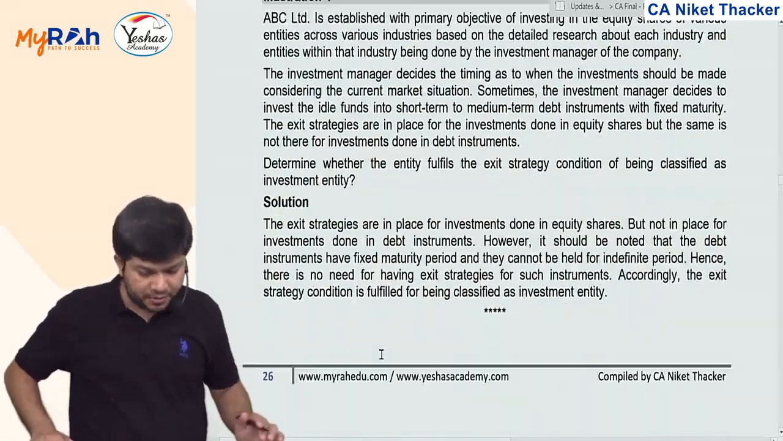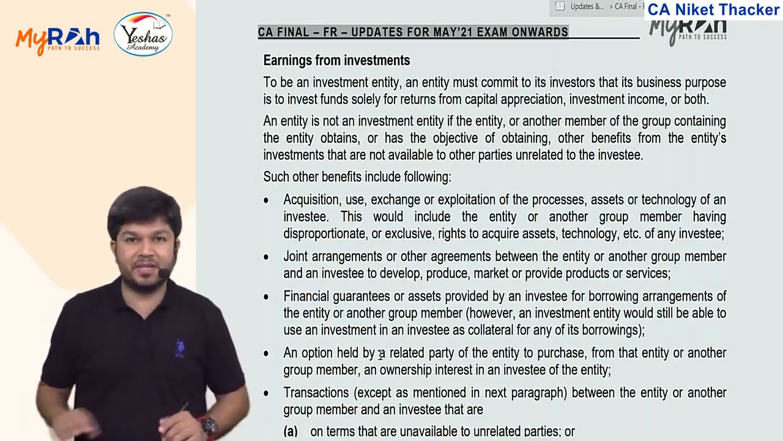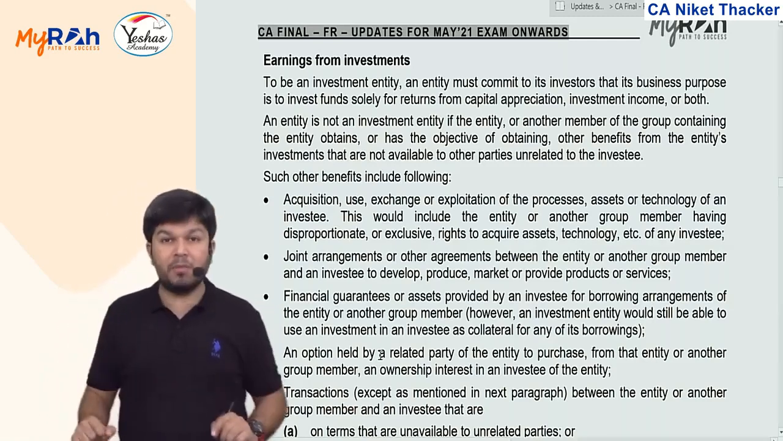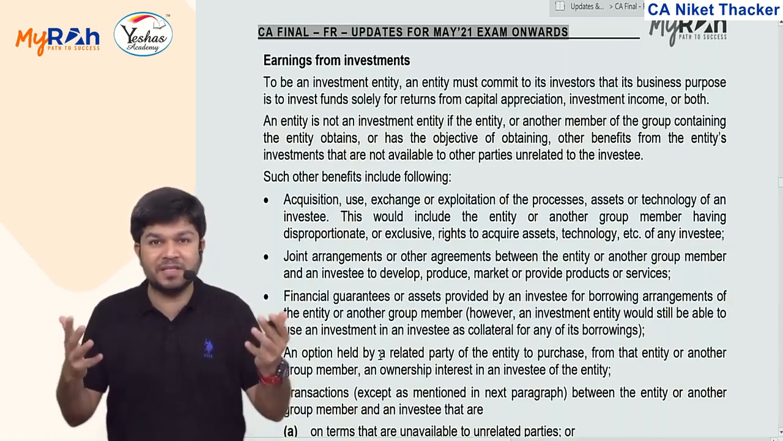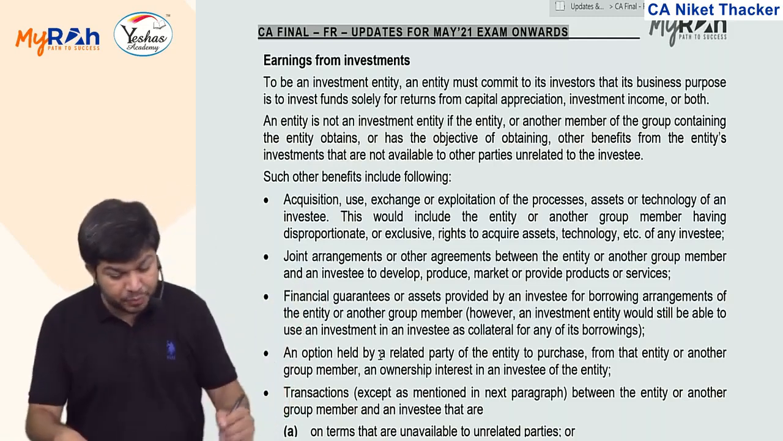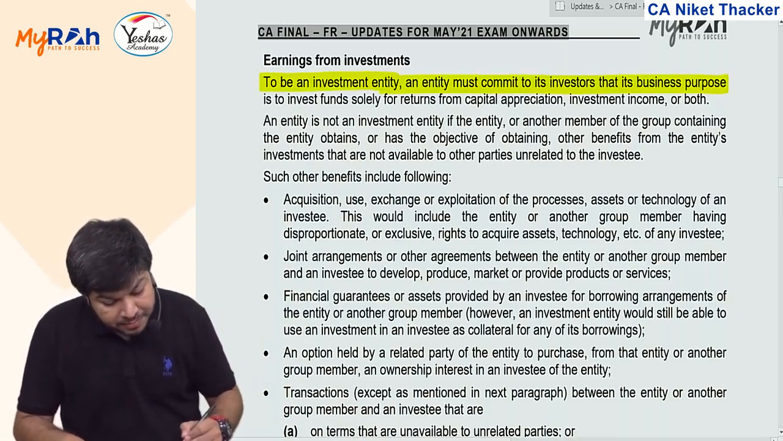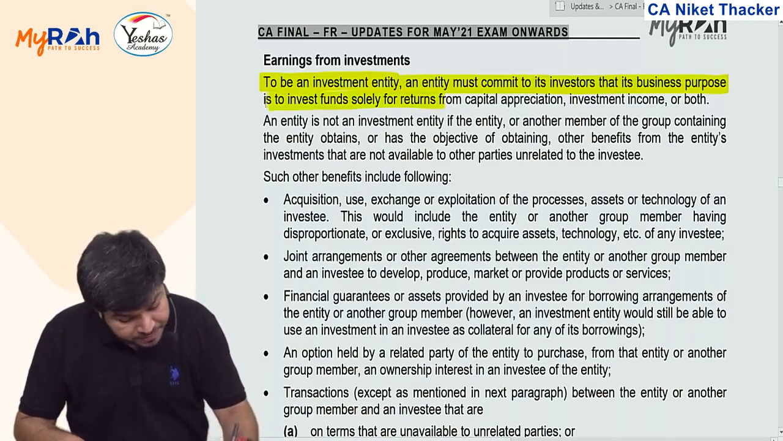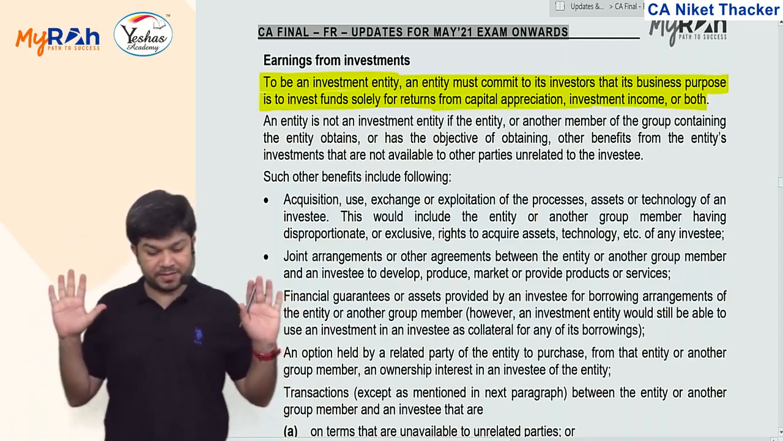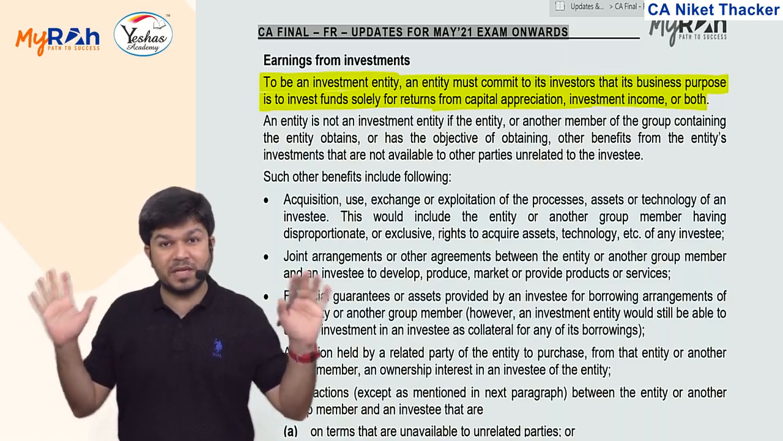Question 4 is fine, you can study on your own. Next, now an investment entity should be earning income in the form of capital appreciation, investment income. They should not be for any other motive. So check. To be an investment entity, you have to be committed to its investor that the business purpose is to invest solely for capital appreciation, investment income, or both, nothing else. Our purpose is to earn capital appreciation, investment income, that's it.